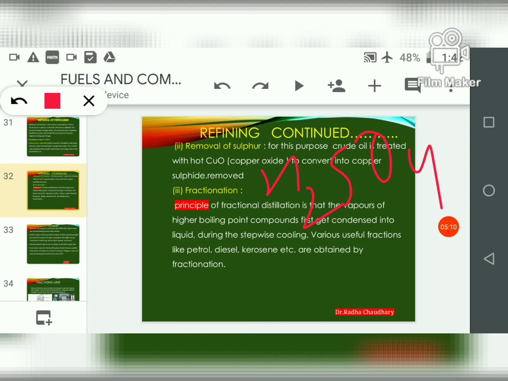Sulfur compounds are removed by treating the crude oil with copper oxide, which results in the formation of solid copper sulfide, which can be removed by the filtration process. It means removal of copper sulfide by the filtration method. Then last is the fractional distillation.